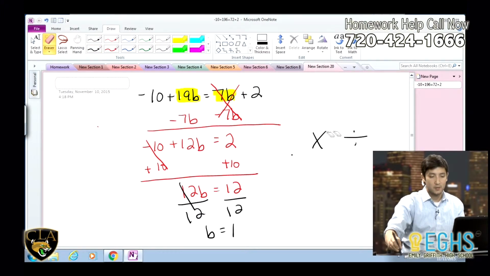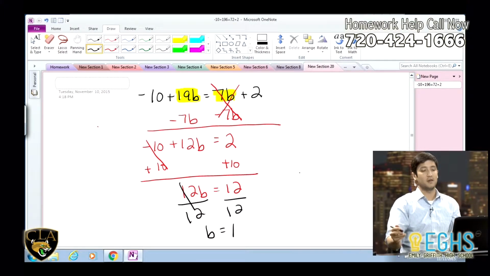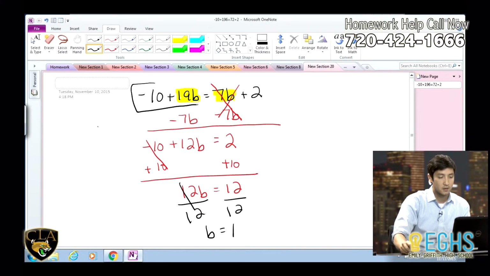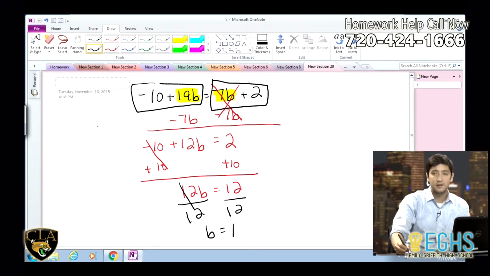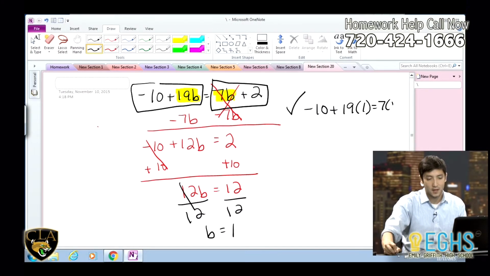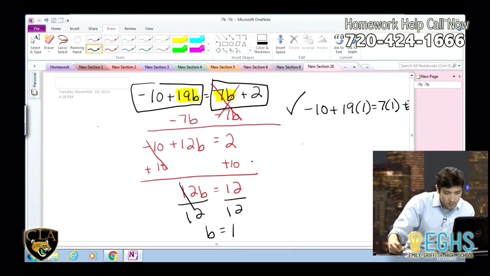The good thing about these problems is if you're ever not sure if you did it right, you can check your answer really easily. What we're saying is, if b is 1, this side of the equation should be the same as this side. So to double check, all I'm going to do is plug in 1 for my variable. So -10 plus 19 times 1, and that should be the same as 7 times 1 plus 2. I'll just check that really quick.